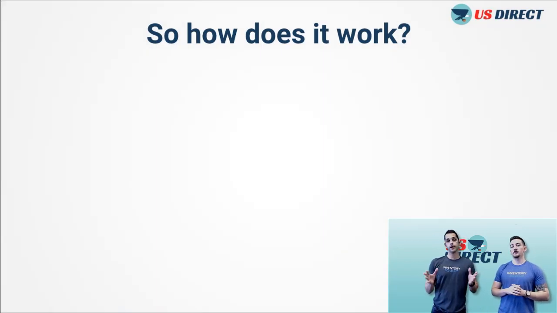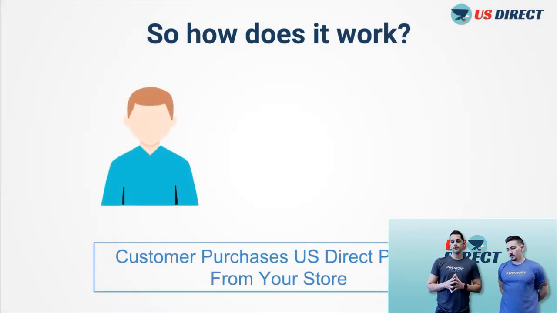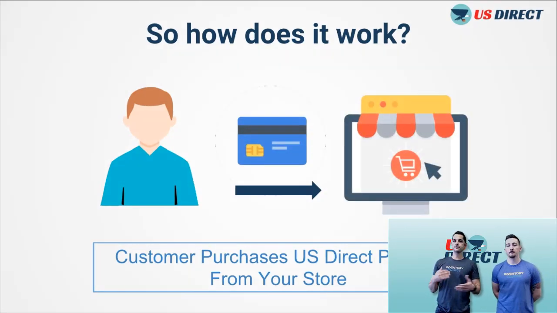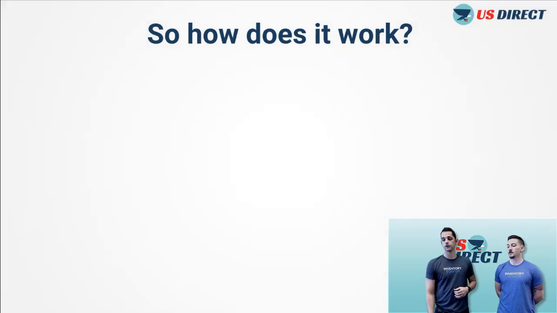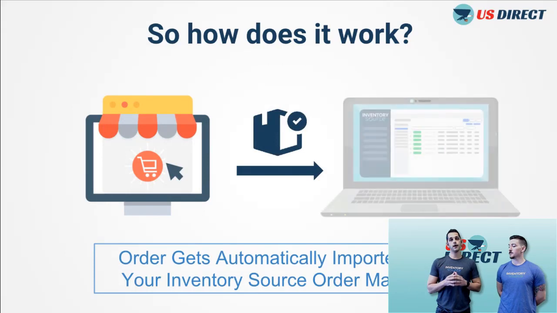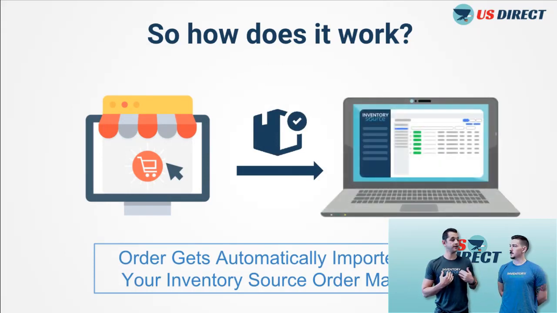So once you upload the products, right, the next step is to get a sale. You get your first sale from your customer. That's actually going to come in through your, let's say, Shopify store, BigCommerce store. That's automatically then going to be routed through Inventory Source's tools back to the supplier, which is, in this case, US Direct.